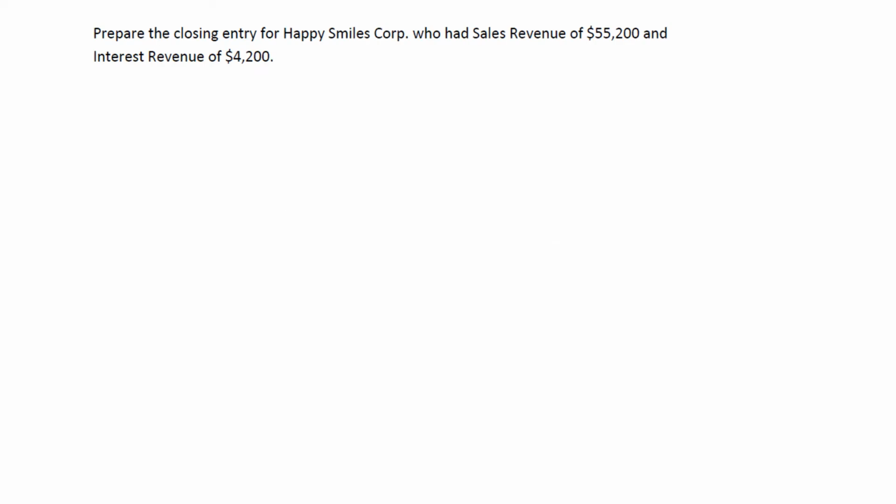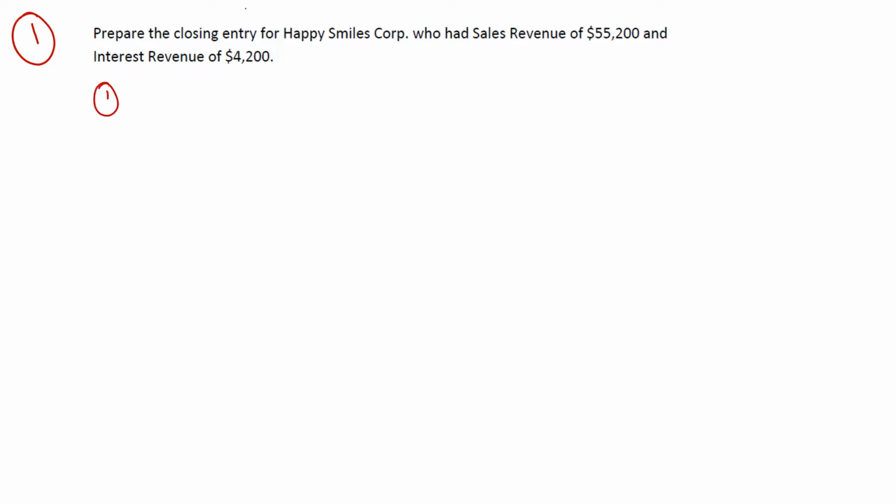This example will illustrate the 4 closing entries. The first closing entry: prepare the closing entry for Happy Smiles Corporation, who had sales revenue of $55,200 and interest revenue of $4,200. So the first closing entry is always to close out revenue to income summary.